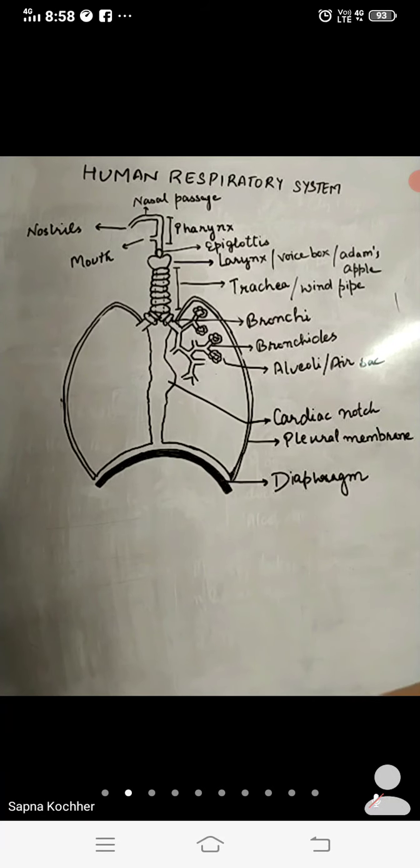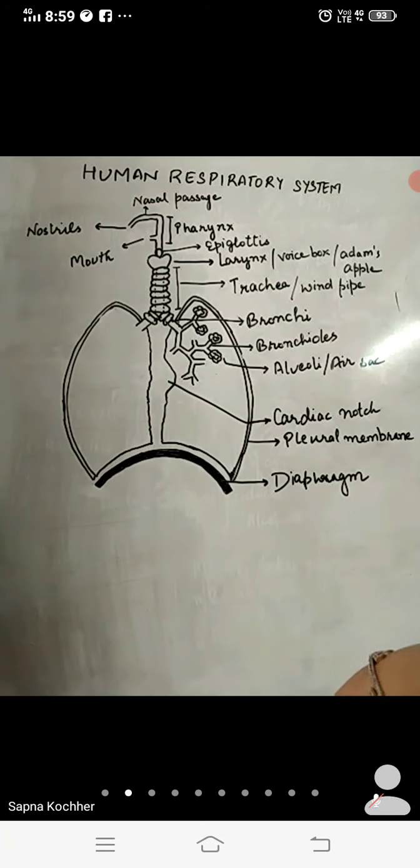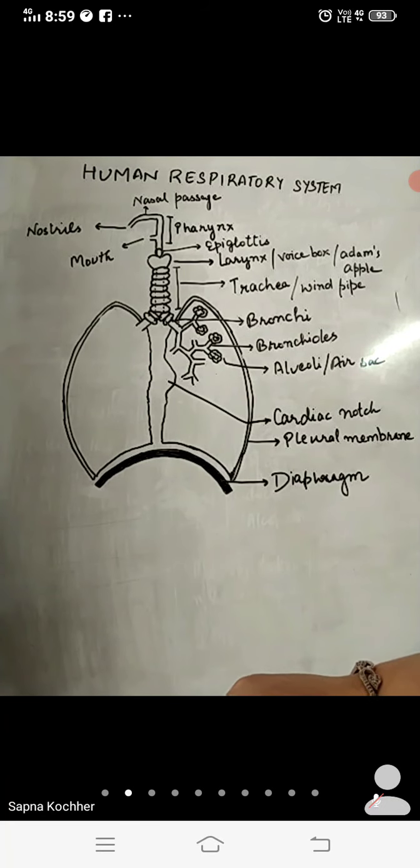Okay, so you can write the reason for this: to prevent collapsing of the trachea during exhalation. This is provided by the cartilaginous rings, right?